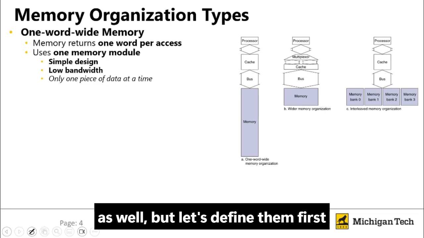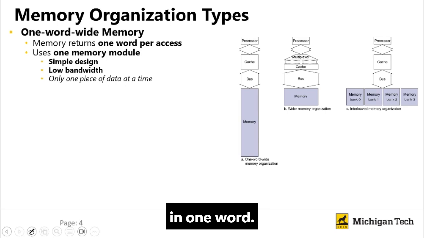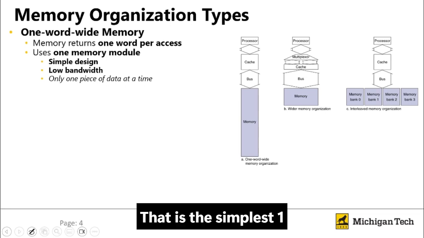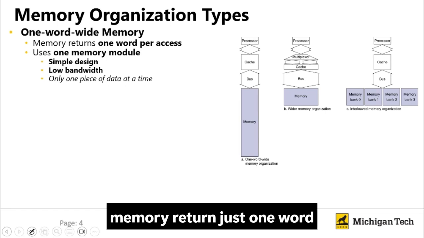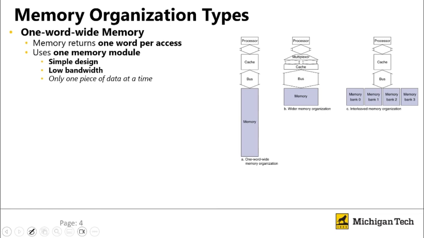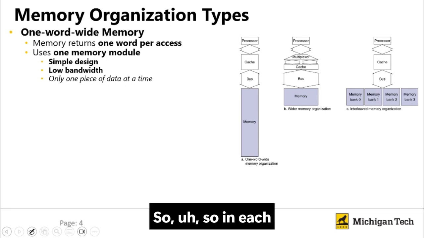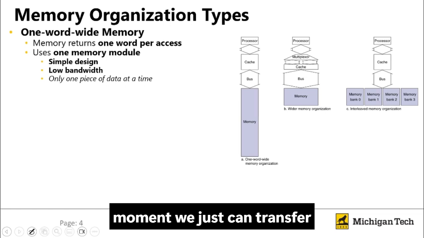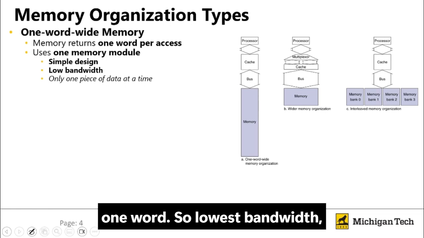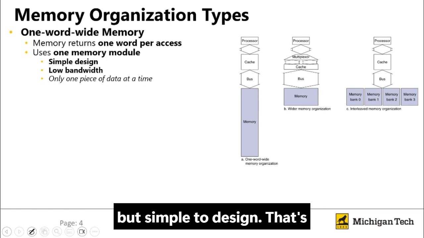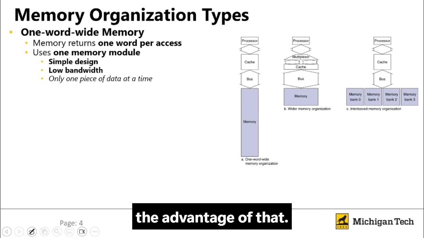In one word wide, that is the simplest one, memory returns just one word per access. So in each moment, we can transfer just one word. So it has the lowest bandwidth, but it is simple to design. That's the advantage of that.